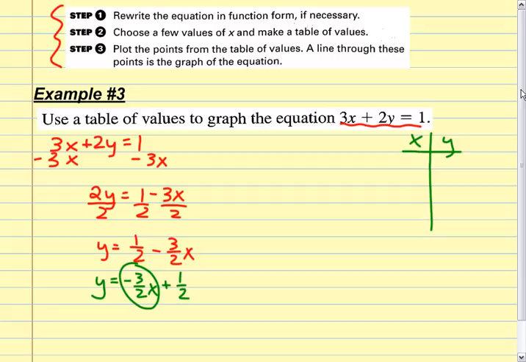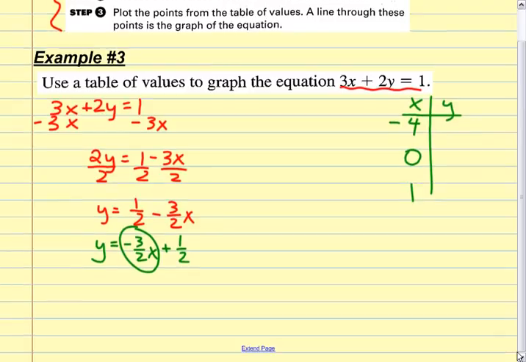Negative 4. Okay. Cameron says, let's choose negative 4. I like that one. What else should we choose? Anybody have another one for me? What do you think, Evan? 0. That's going to be an easy one. All right. And now what else? Anybody have another one for me? Steele. Okay, Steele says positive 1. Okay. Now, we just plug these in.